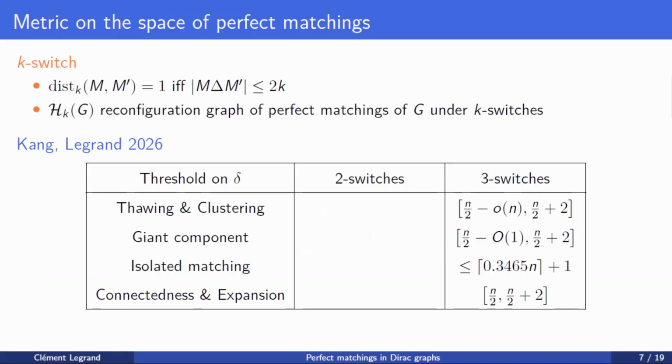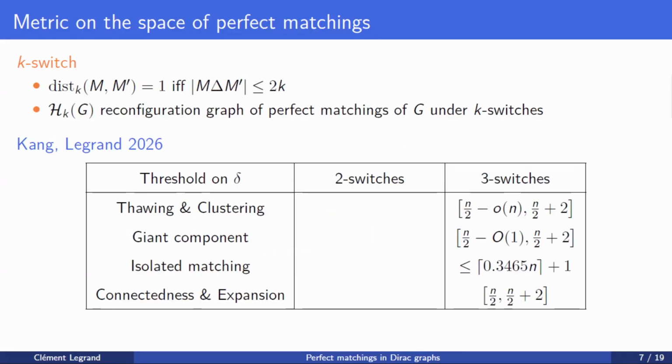So let's first look at the picture of what's happening when k is at least 3. Okay, so think about 3-switches, removing 3 edges, adding back 3 edges. Maybe the most interesting one is the connectedness threshold. So we show that the graph becomes connected for sure when the minimum degree is n/2 plus 2. And we have an example with n/2 where it's not connected. Okay, so the threshold is somewhere in this narrow window.